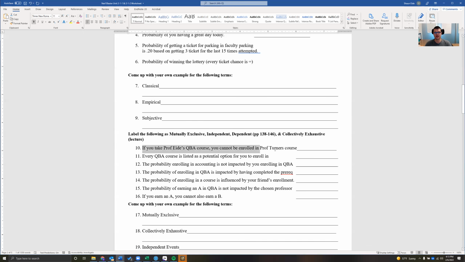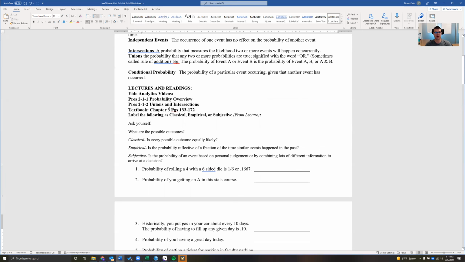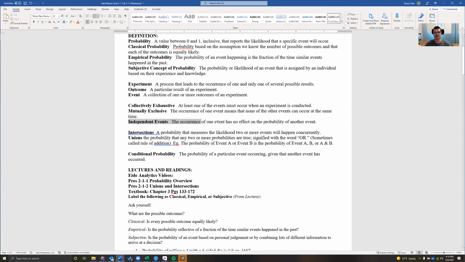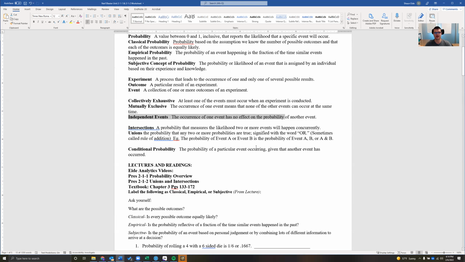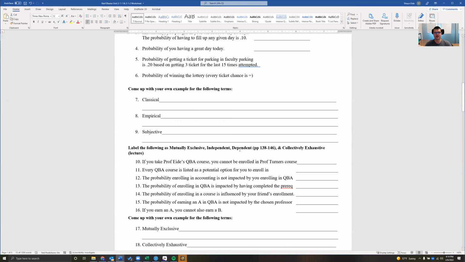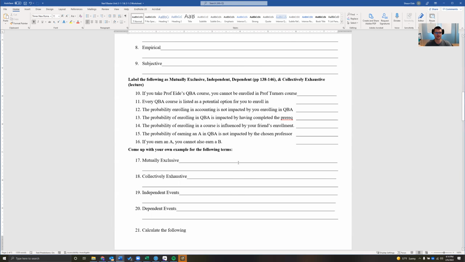So for instance, if you take Professor Eide's QBA course, you cannot be enrolled in Professor Turner's course. That means that the two events are completely exclusive. You cannot have both of them together. And then independent means that one does not influence the other. And so if you come right up here, it talks about independence: the occurrence of one event cannot impact the other. And then dependent, one impacts the other, and then collectively exhaustive means that everything has to be listed.